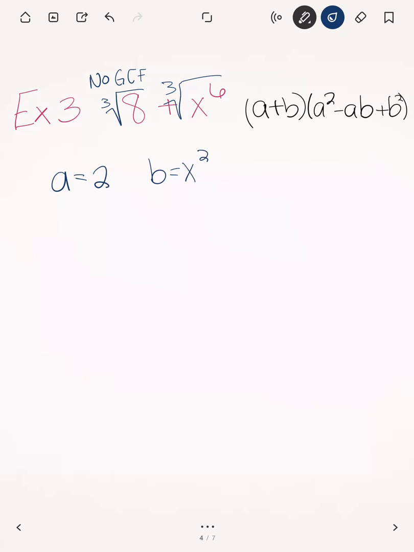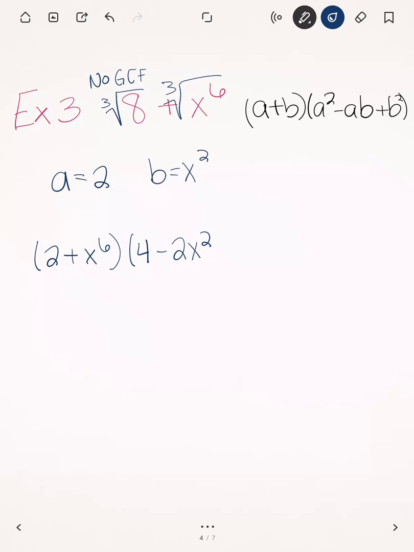Okay, and now I plug it in. Anywhere there's an a, I plug in 2. Anywhere there's a b, I plug in x squared. So now, a plus b would be 2 plus x squared. A squared is 4. A times b, so 2 times x squared would be 2x squared.